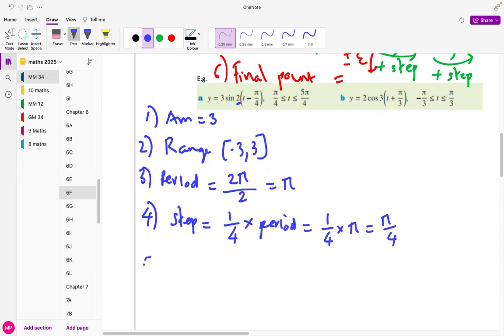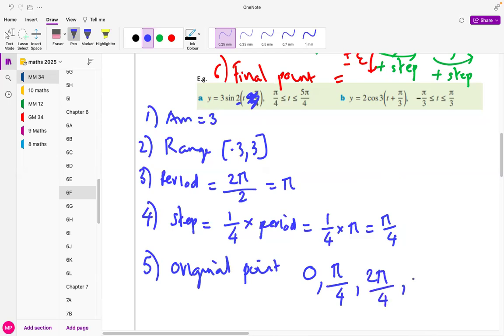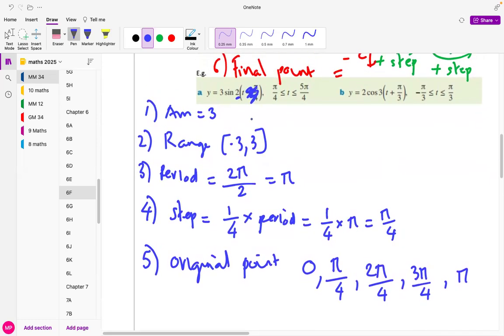So the original points, before I've done the translation. Let's forget about that for now. The original points will start at 0. The step is pi over 4, so I have 0, pi over 4, 2 pi over 4, 3 pi over 4, and 4 pi over 4, which is pi. Because I haven't done the horizontal translation, I've basically just done the dilation. You can see these are the points.